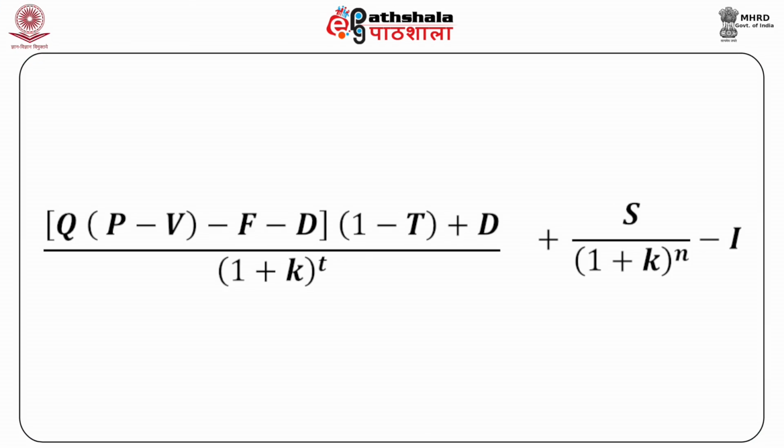The model is NPV equals summation of Q into (P minus V minus F minus D) multiplied by (1 minus T), and this result is to be added with D, divided by (1 plus K) raised to power t, plus S divided by (1 plus K) raised to power N, minus I, where NPV is the net present value, Q number of units sold, P the selling price per unit, V the variable cost per unit, F the fixed cost, D depreciation, T tax rate, small t time period, N life of the project in years, K cost of capital, S salvage value, and I the initial investment.